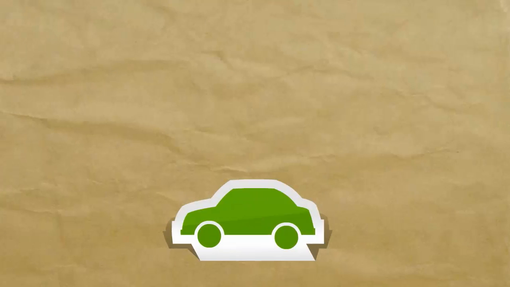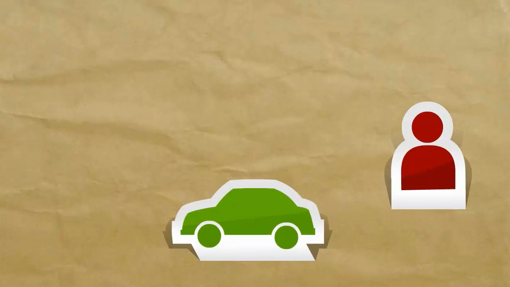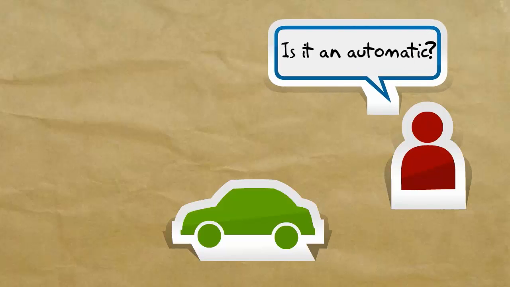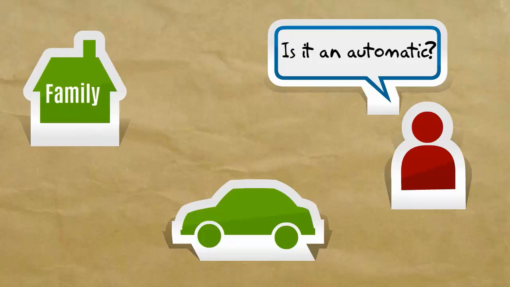Now, what do you think the technical stakeholder may say or ask? Well, it could be something along the lines of, is it an automatic transmission? My son does not know how to drive standard. You see, the person is asking this, thinking about how this vehicle is going to be integrated with his or her family and thinking about how it's going to be used.